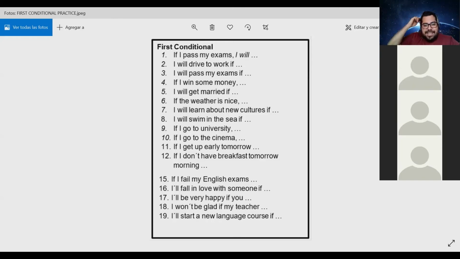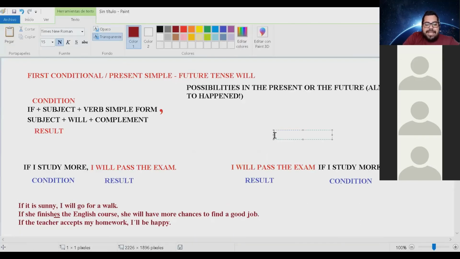Christopher, your case? No, Haziel, sorry, yes, Haziel. If I get up early tomorrow, I will be tired every day. I will be tired all day. That's an interesting word, guys: every day means todos los días.